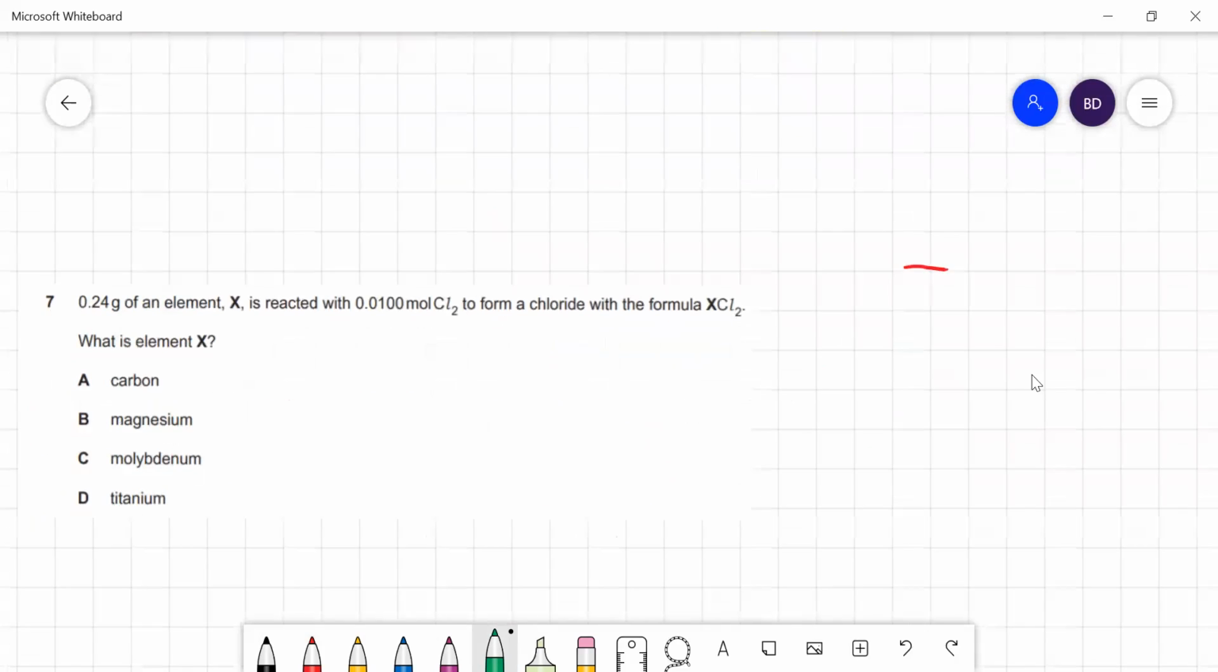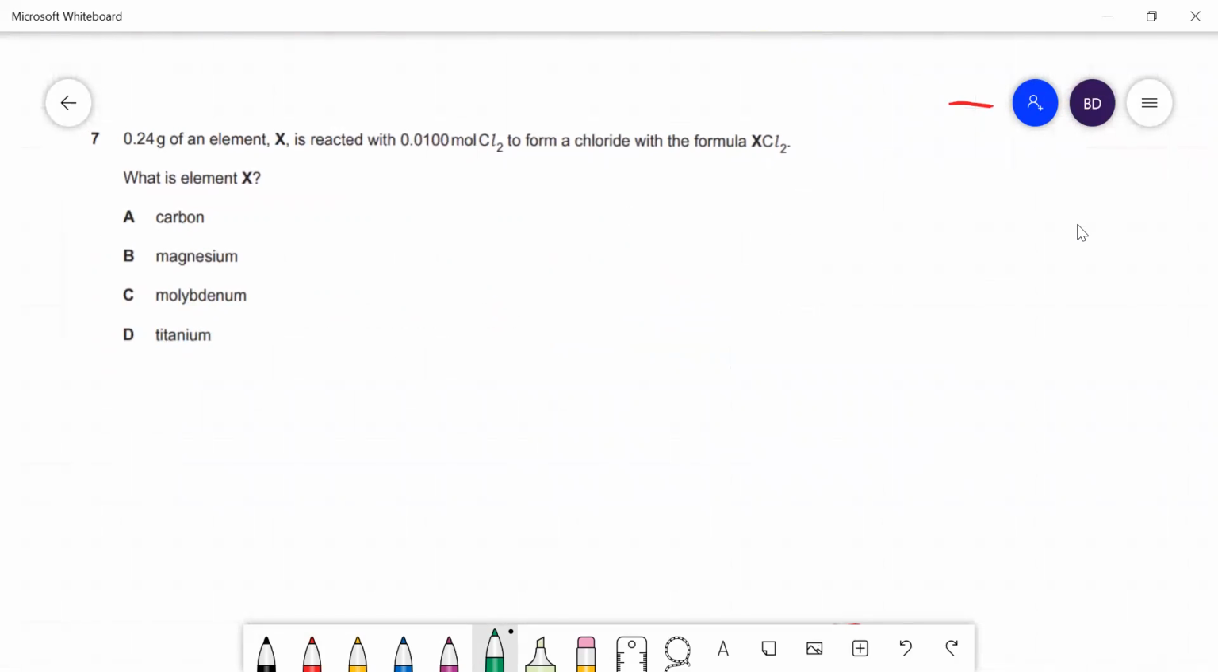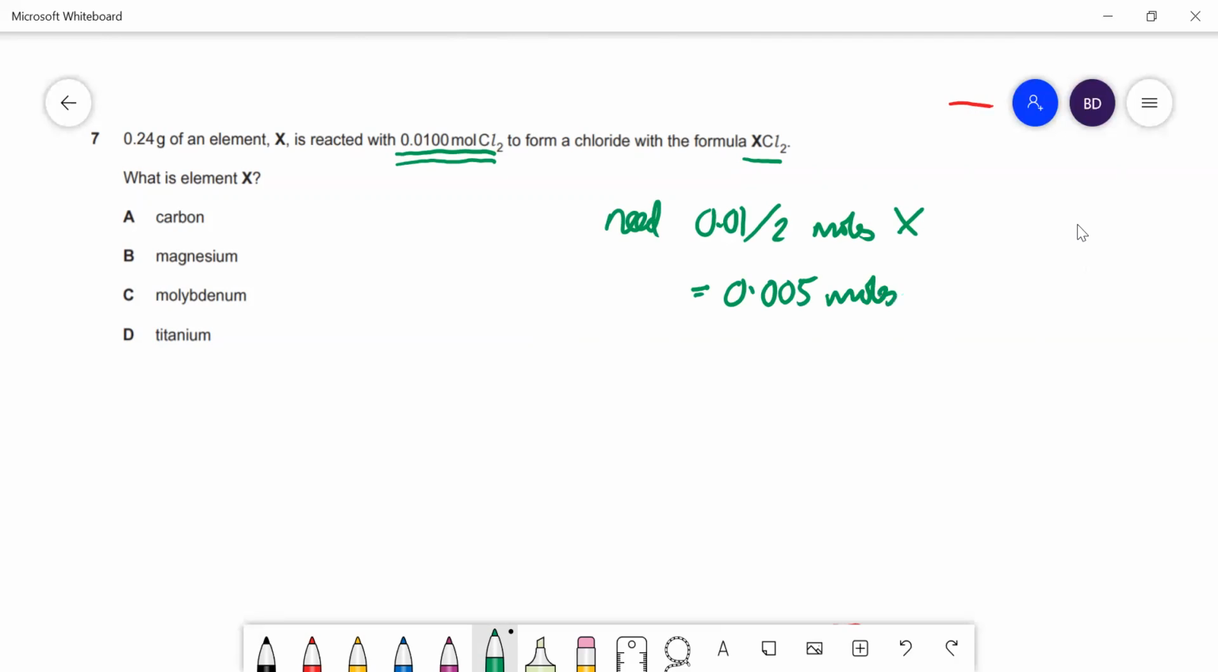Right, now, 0.24 grams of an element is reacted with 0.01 mole of chlorine to form a chloride with that formula. Okay, so that means if we've got this many moles of chlorine, we need 0.01 moles divided by 2 moles of X, because it's XCl2. That's obviously equal to 0.005 moles of X.